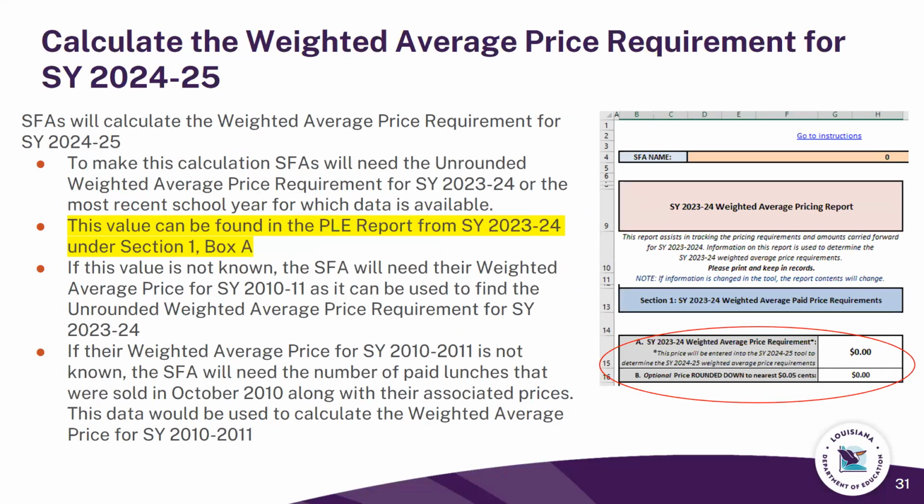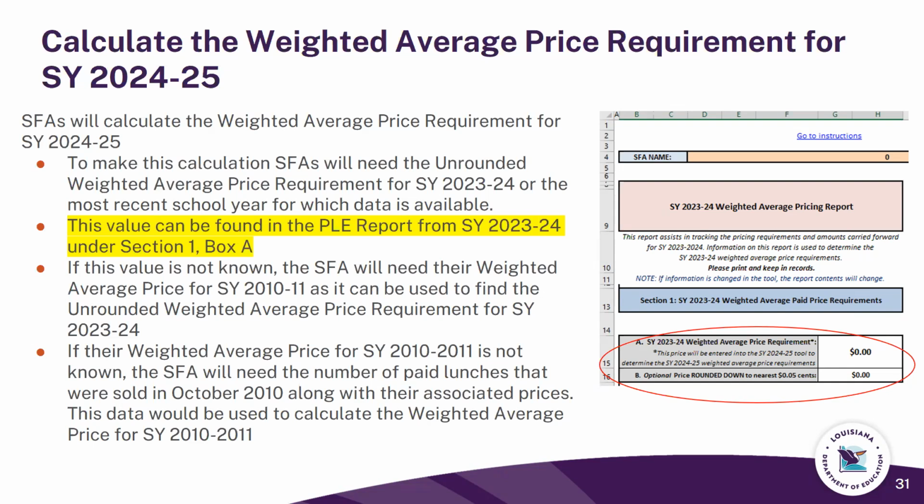To begin, SFAs will calculate the weighted average price requirement for 24-25. To make this calculation, SFAs will need the unrounded weighted average price requirement for school year 23-24, or the most recent school year for which data is available. This value can be found in the PLE report for school year 23-24 under section 1, box A. On this slide is a screenshot from the 23-24 PLE tool showing where you find this information.